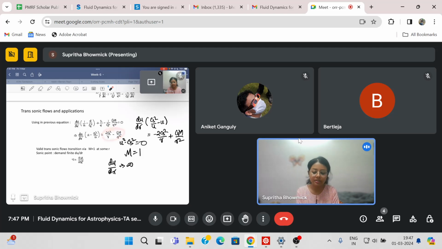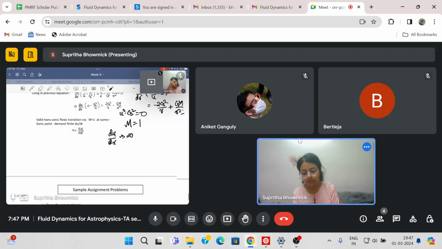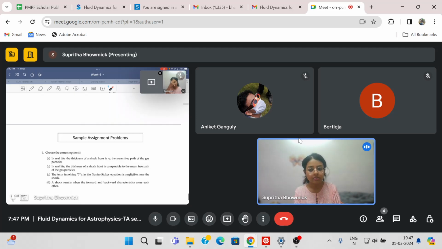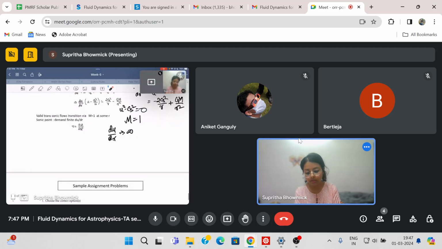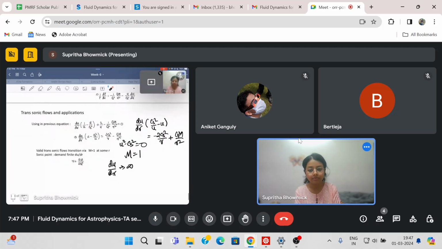Demanding that the numerator be 0, we get this value of r, and this is the value of r at which we have smooth transition from subsonic to supersonic flow conditions. Okay, so this concludes revision of the material that was covered this week. I will proceed to sample assignment problems if there are no more questions.